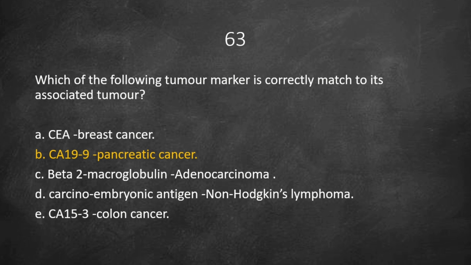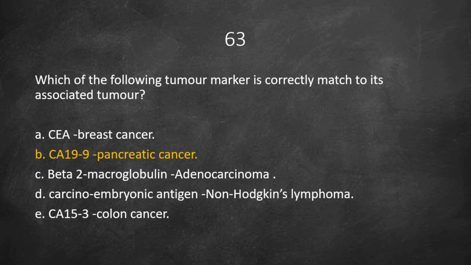If we look at our options, that's CEA, carcinoembryonic antigen. It's a tumor marker that can be elevated in several types of cancer, including colorectal cancer, breast cancer, and others. However, it is most commonly associated with colorectal cancer. So this answer is not acceptable. If you look at B, which is the correct answer, CA19-9 is a tumor marker commonly associated with pancreatic cancer. It can also be elevated in other gastrointestinal cancers. So that's the correct answer.